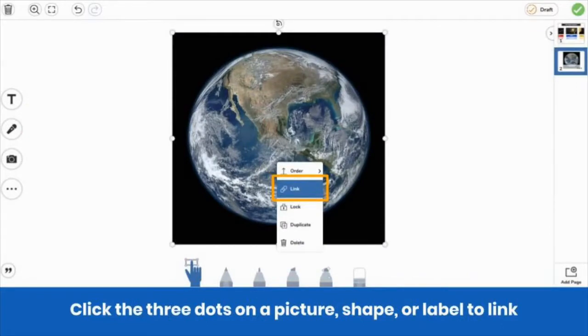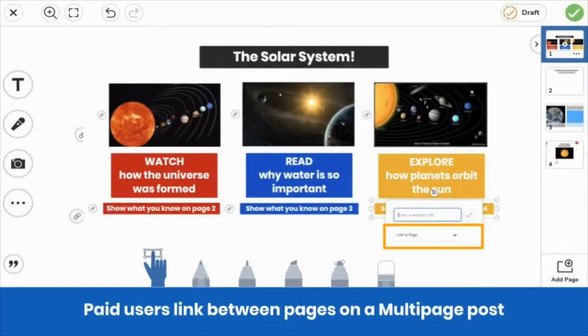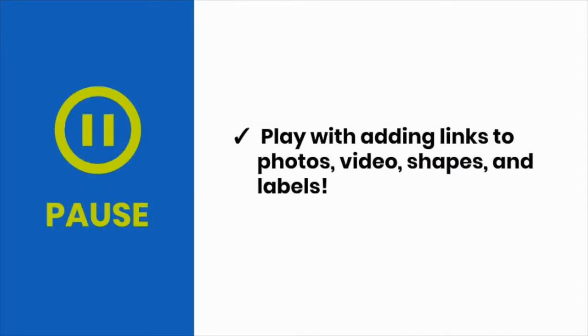Simply click on the 3 dots, then click on Link. Seesaw Plus and Seesaw for Schools users, you can even link to pages of a multi-page post. When you have multiple pages, you'll see this option to link to another page. This feature is perfect for choice boards. Keep in mind that when you link to resources outside of Seesaw, students will be directed to that web page. Pause the video and play with adding links to the canvas.